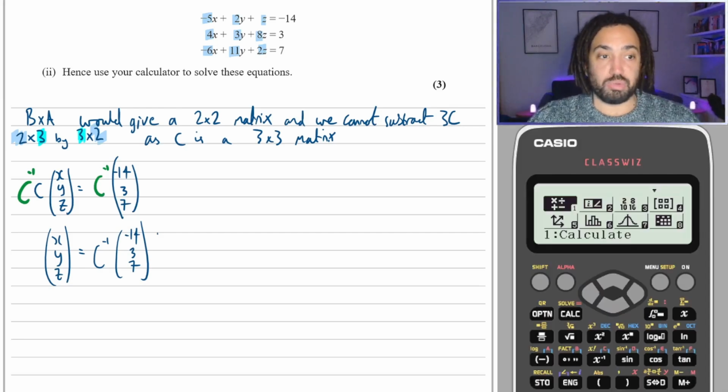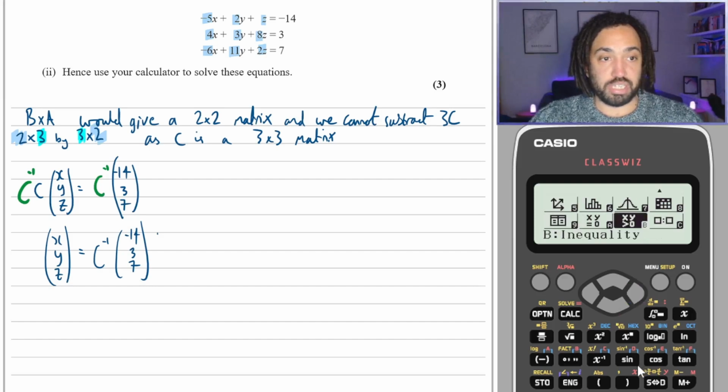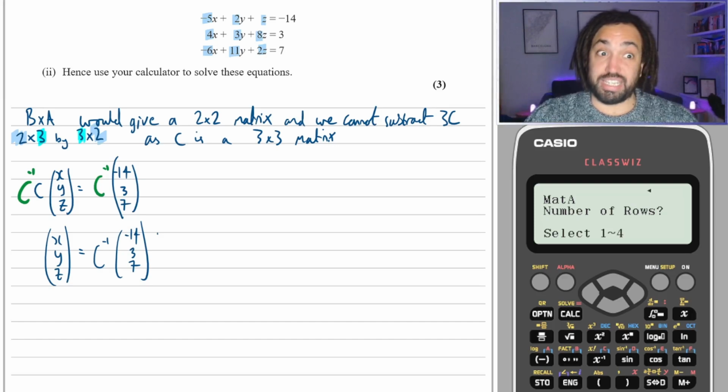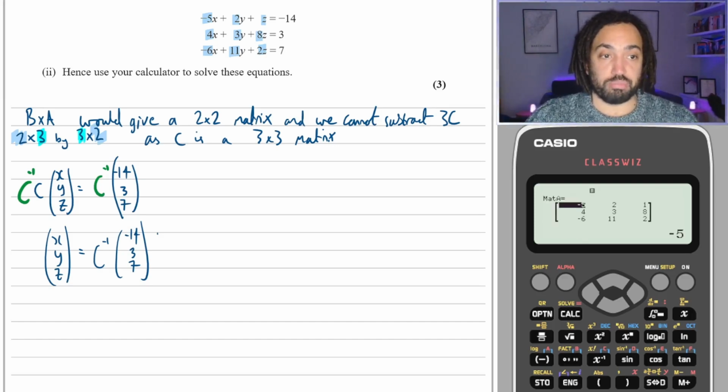Okay, calculator. So what we need to do is go into matrix mode, which is over here, number 4. And then we need to define matrix A, which is going to be our matrix C, actually. But it's got 3 rows and it's got 3 columns. And then you just plug in the numbers as shown on the simultaneous equation, the coefficients. I've done that already, so that's great.